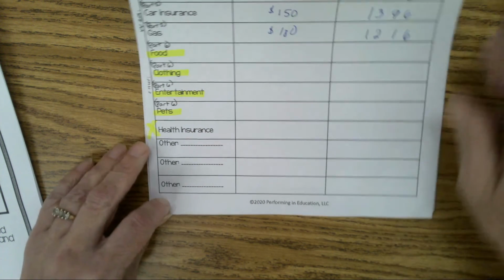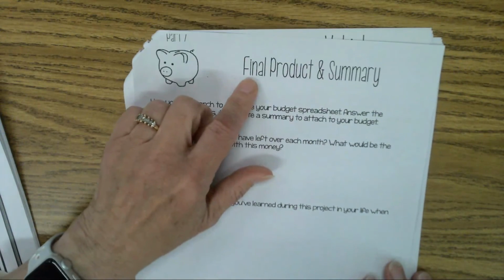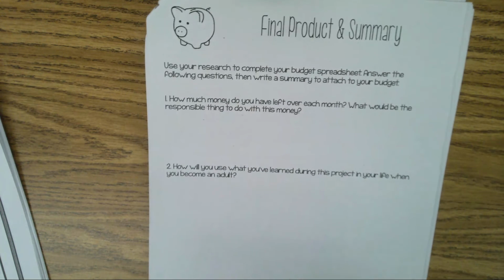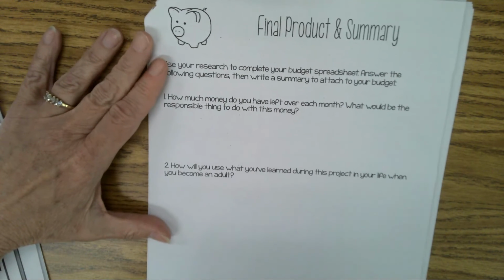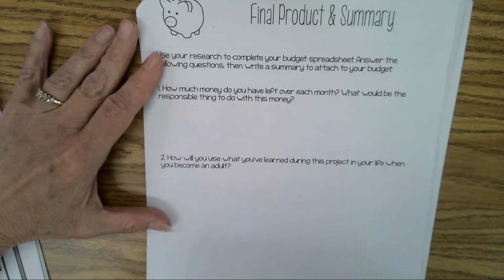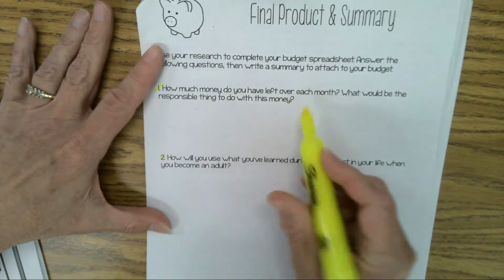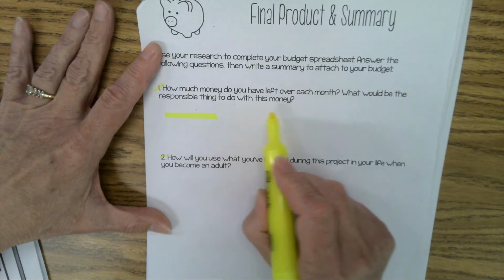Now, after your spreadsheet is complete, there is the final page that you need to do on your packet, and it's called Final Product and Summary. Here it says, use your research to complete your budget spreadsheet. Answer the following questions. Then write a summary to attach to your budget. Now, you have to answer these two questions. How much money do you have left over? And then, what would be the responsible thing to do with this money?